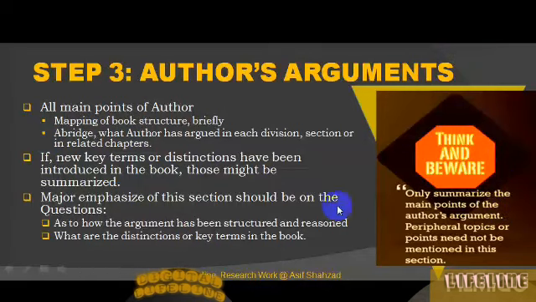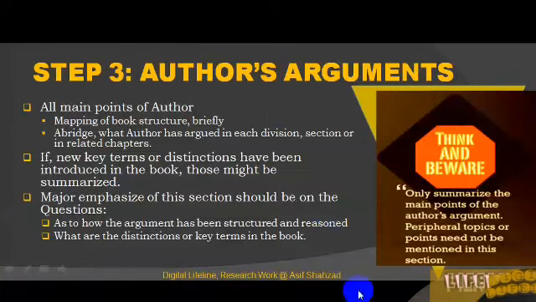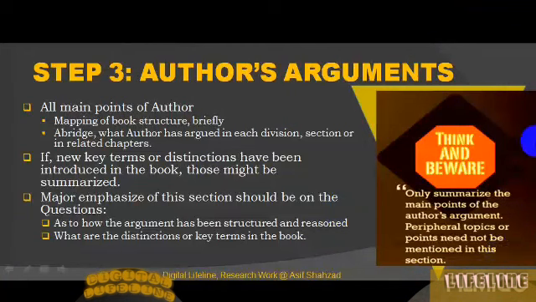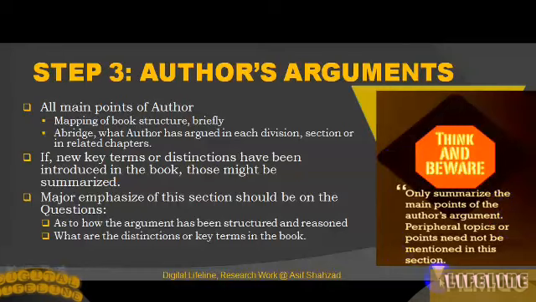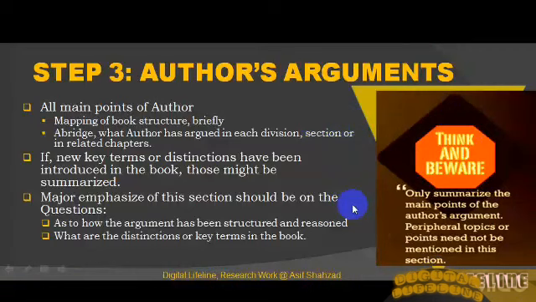So this portion, consisting of 2 to 3 paragraphs of your critical evaluation, should answer to the argumentative portion of the author in this book, but your concentration should be that you are only summarizing the main points of the author's argument. Peripheral topics or points need not be mentioned in this section.